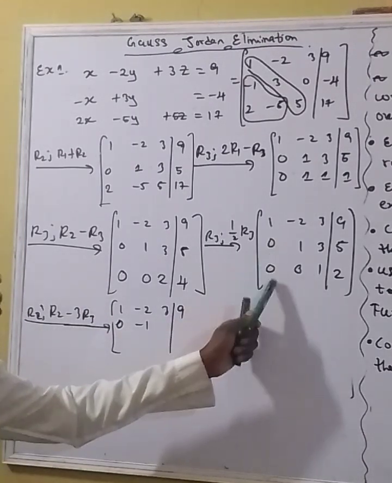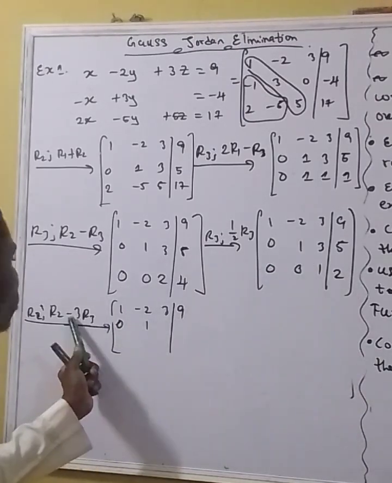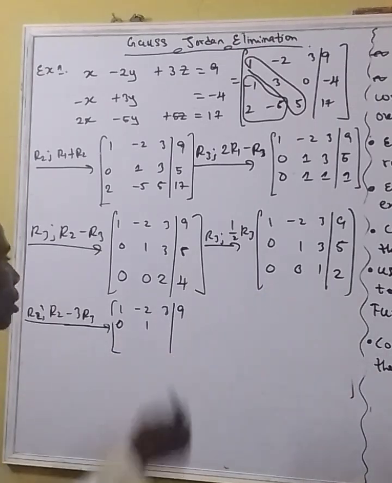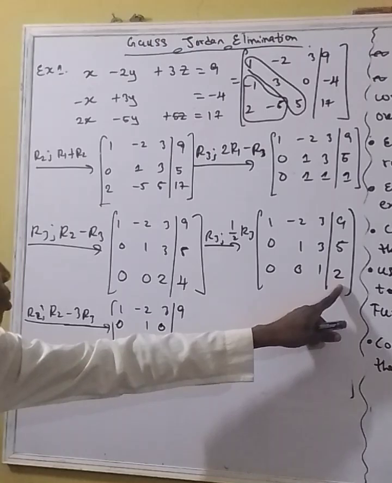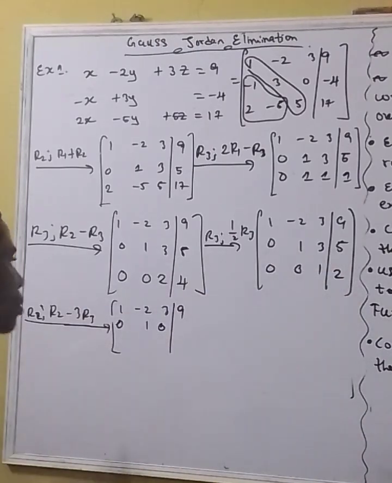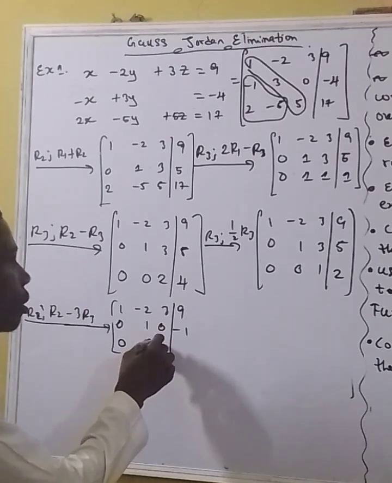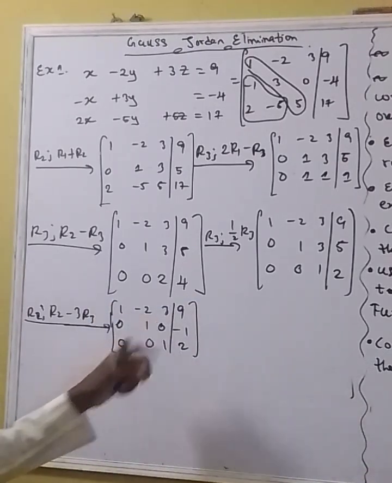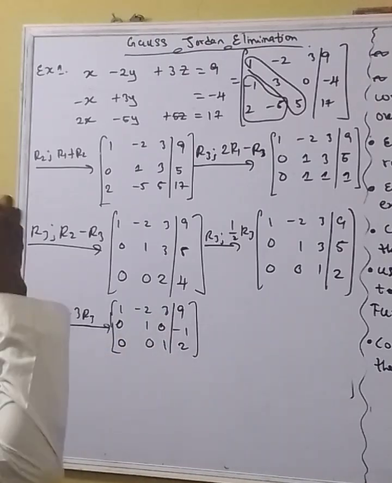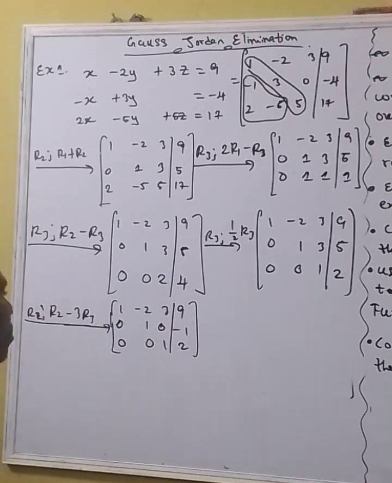So 0 minus 0, 0, 1 minus 0, you have 1. Then 3 minus 3, don't forget, that gives us 0. Then 5 minus 3 times 2, that is 5 minus 6, that gives us negative 1. So you have 0, 0, 1, then 2. This has become 0. We need to make sure this 2 also becomes 0. Are you with me? So how do we make this become 0 also?